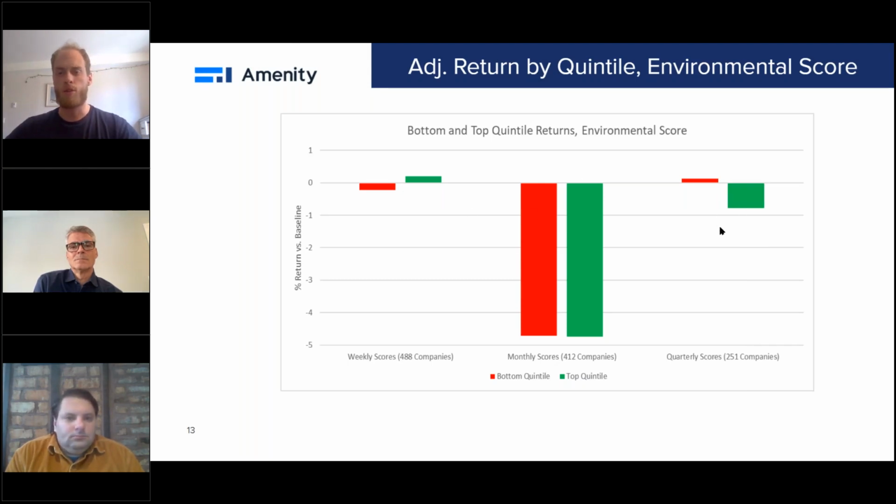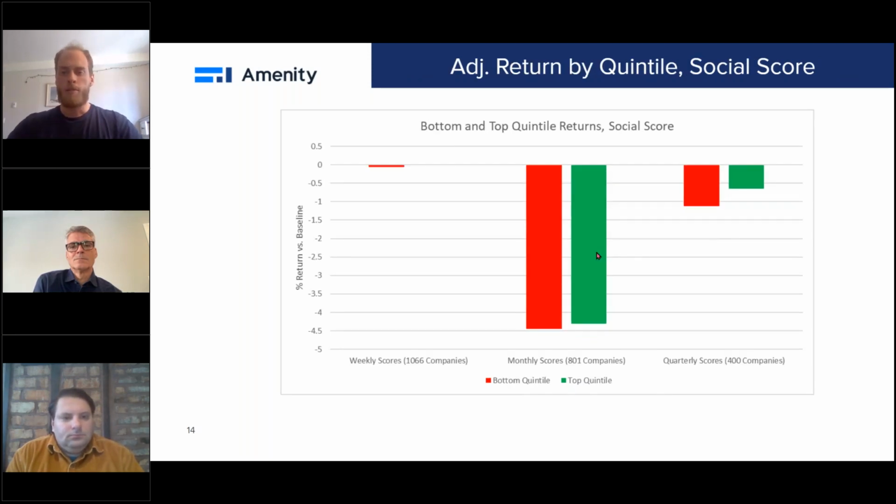Moving on to the social scores, which would cover different diversity and inclusion issues, workplace safety issues, stuff like that. These also seem to have no discernible pattern on a weekly, monthly, or quarterly basis. Weekly, you can barely see that red bar right there, but the magnitude is tiny. Both the most positive and most negative underperform on a monthly basis, and then for a quarterly basis, they both underperform as well.